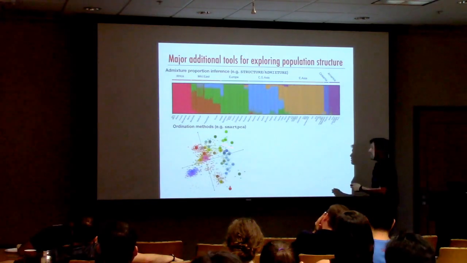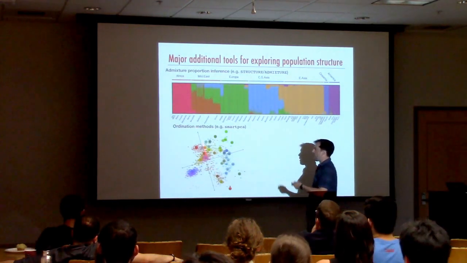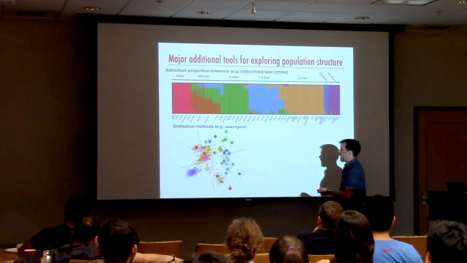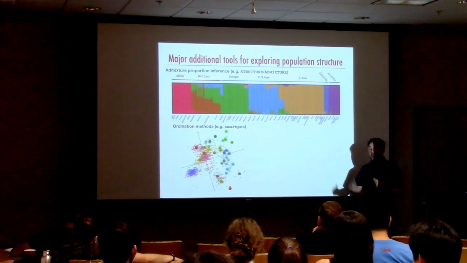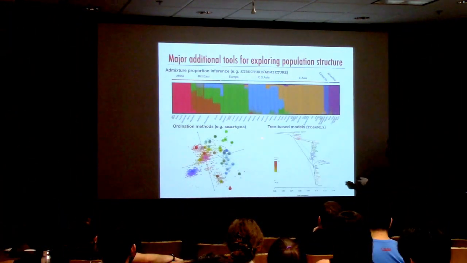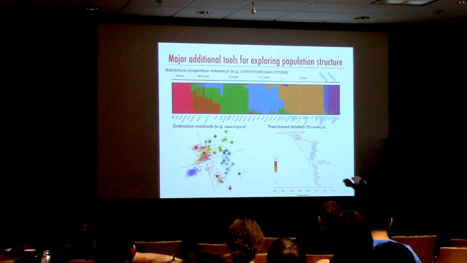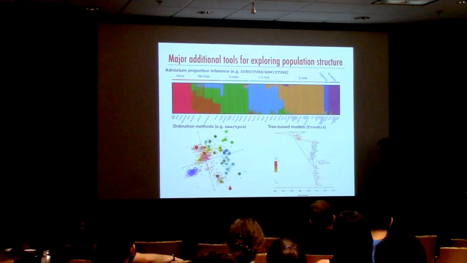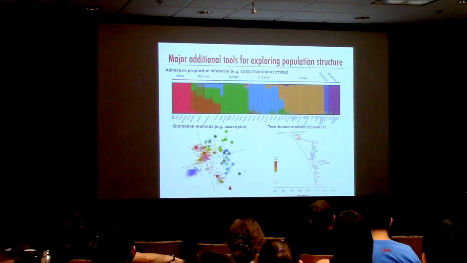Ordination methods, such as PCA, where individuals are plotted along a small number of axes to represent their similarity genetically. And tree-based models, like TreeMix here, where a tree is inferred for the data, possibly with admixture edges to reflect admixture events that have occurred above and beyond the divergence relationships.